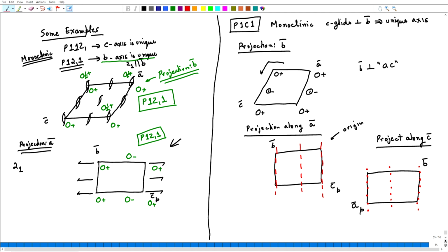So, with this discussion on glide and the previous lecture where we discussed screw, I will stop here, and in the next lecture we will have a relook at the international tables. We had seen the international tables earlier for plane groups, now we will look at the international tables for space groups. Thank you.